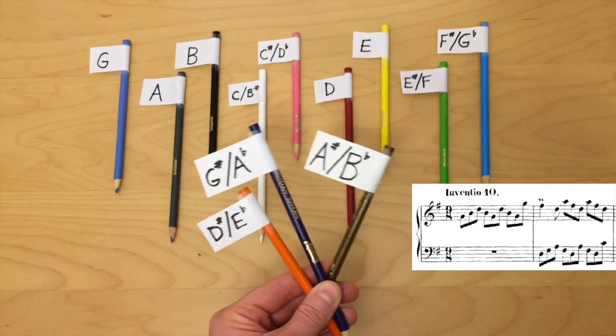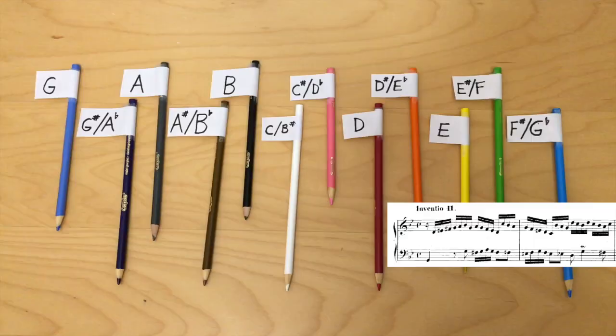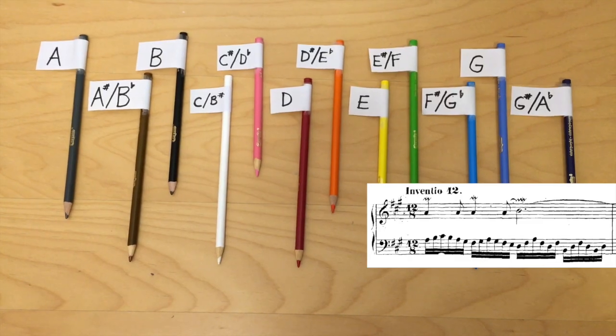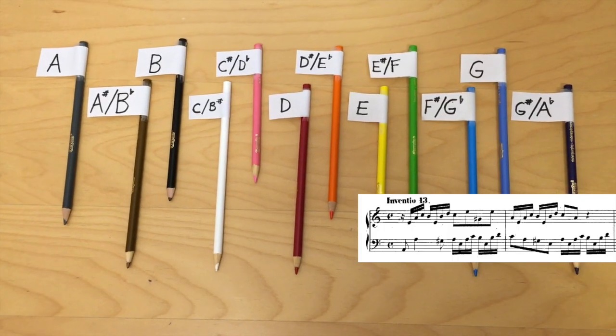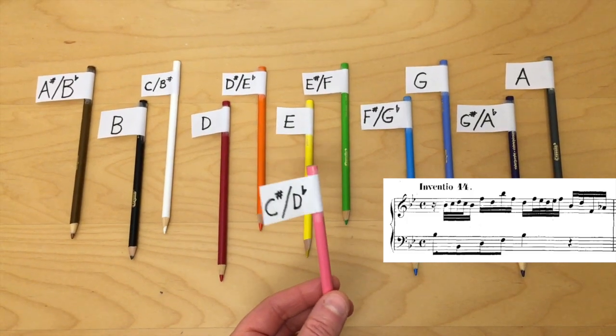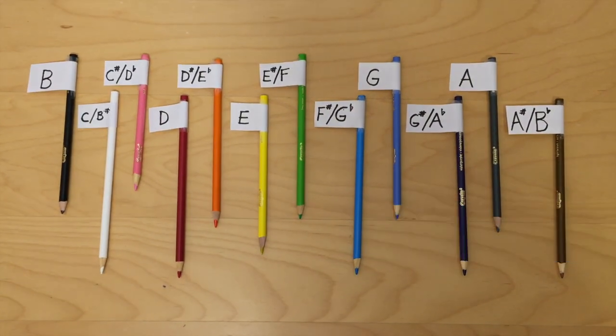Number 10 has no G-sharps, A-sharps, or D-sharps. Number 11 uses all 12 pitches. Number 12 uses all 12 pitches. Number 13 uses all 12 pitches. Number 14 has no D-flats. And number 15 uses all 12 pitches.